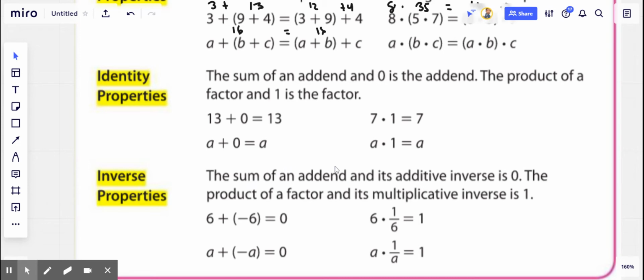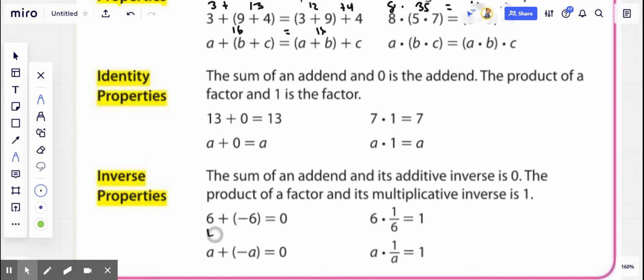Okay, identity property. And finally, we have the inverse property. The sum of an addend and its additive inverse is 0. Okay, the product of a factor and its multiplicative inverse is 1. Okay, so let's look at this. The sum of an addend, that's the addend. So right here, 6 would be the addend, and its additive inverse. Well, the opposite of 6 is -6, right? Okay, so that's going to equal 0. All right, well, what would it be if we had 4?